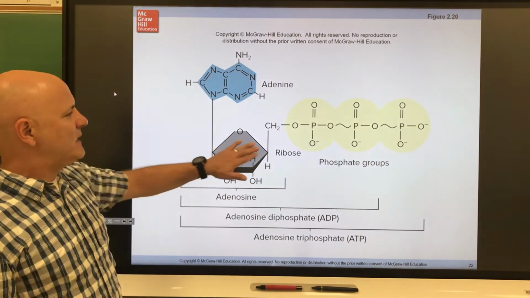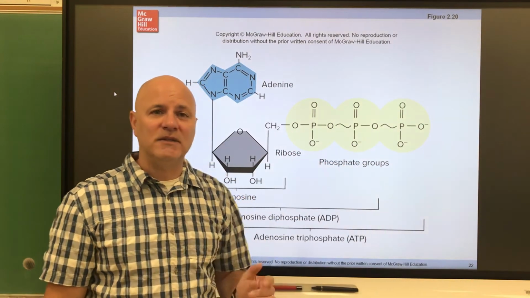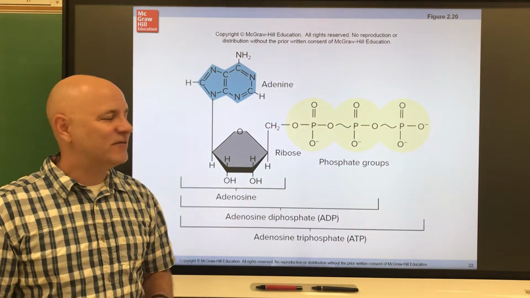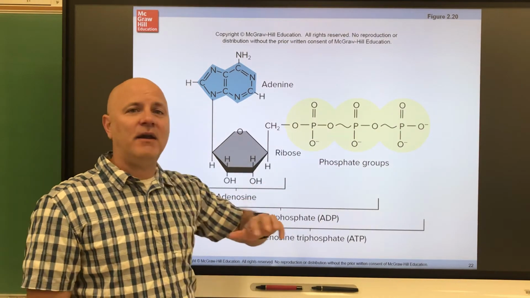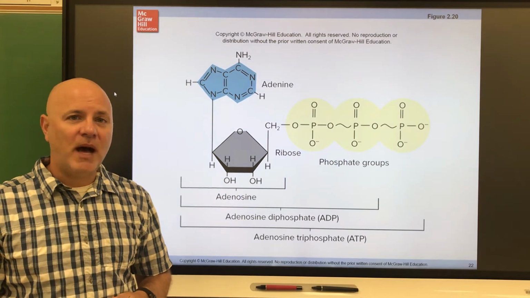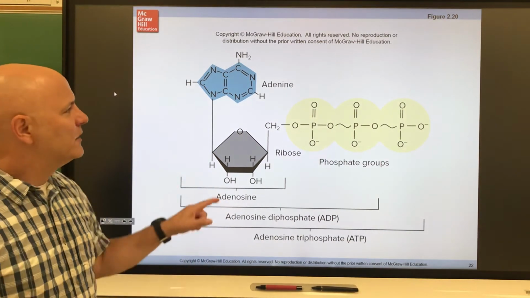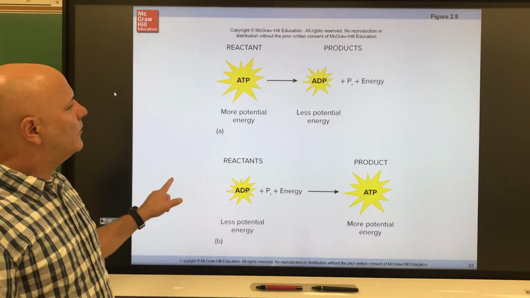So if we take ATP, we break one of these bonds, we make ADP, so adenosine diphosphate. We can also break this one down, and that would create AMP, adenosine monophosphate. This is just trying to show that a little bit.